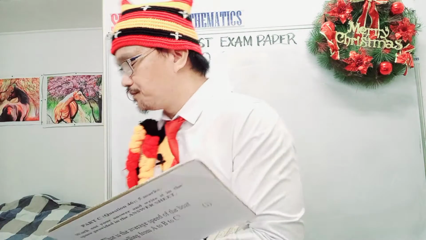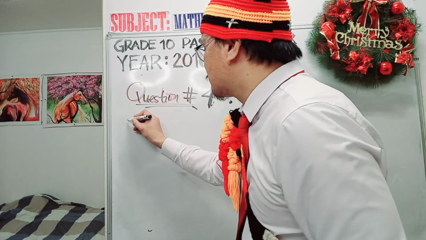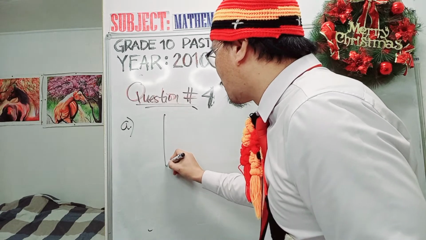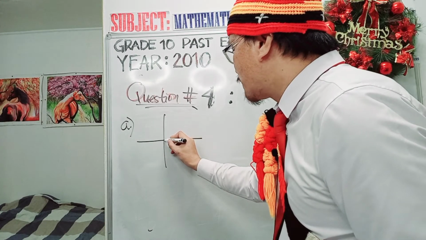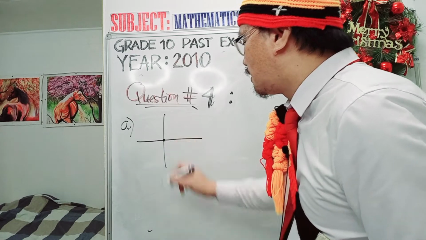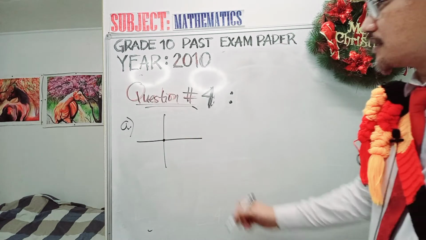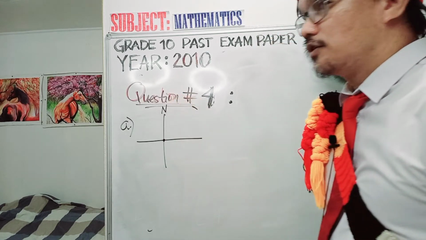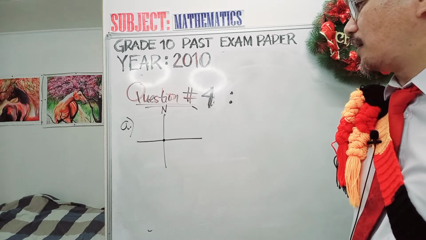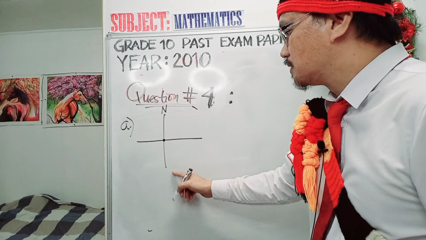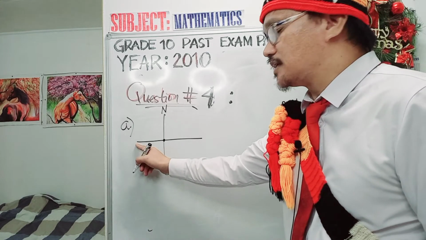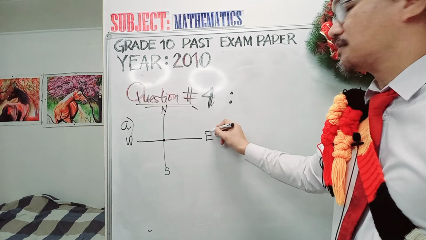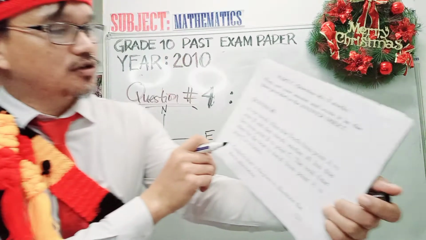The first thing here, letter A, which is worth 1 mark, is that you're asked to draw a diagram. Usually, the point of origin is your starting point. This is north. You must be very good at labeling this. North, this is south, this is west, and this is east.